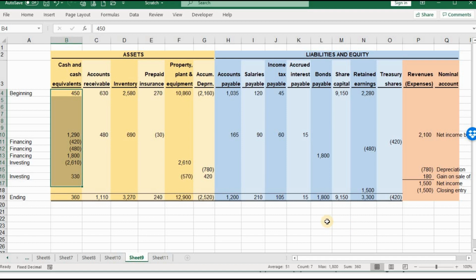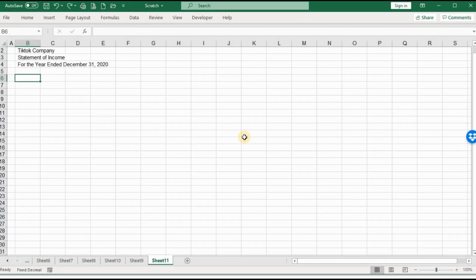So now, let us prepare the statement of cash flows under the indirect method. So first, the first line item under the indirect method is the net income for 1,500. Next are the adjustments to net income.